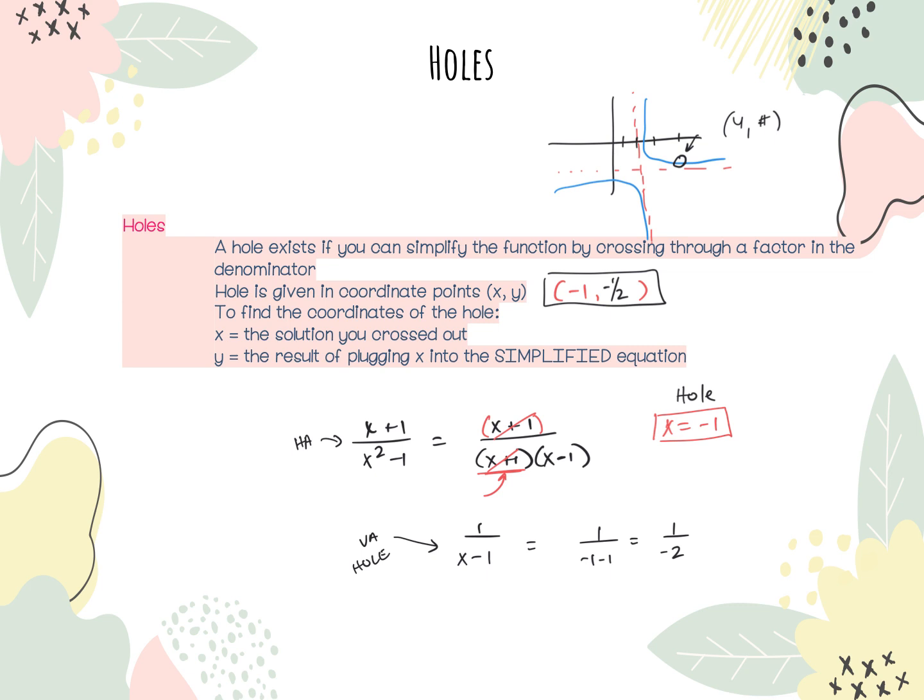So to find the coordinates of the hole, you find the solution that you crossed out, basically what value makes that 0 in the denominator, and you find the y value by plugging that x into the simplified equation. You're going to find your vertical asymptotes and your holes using the simplified equation. So let's do some.